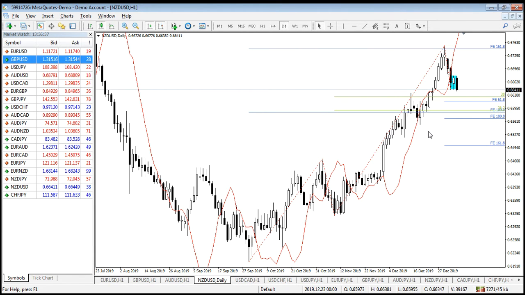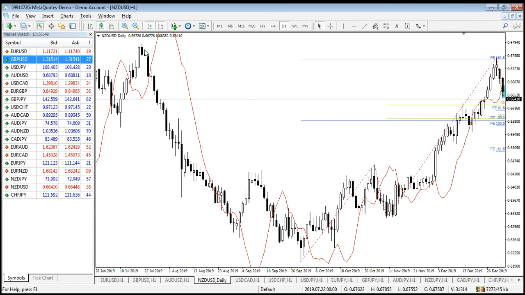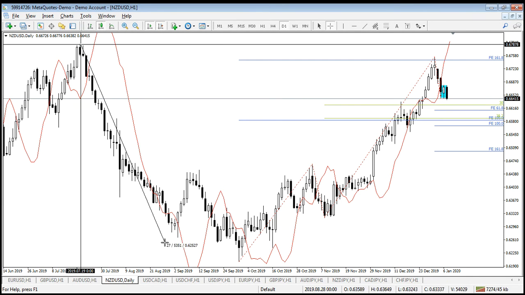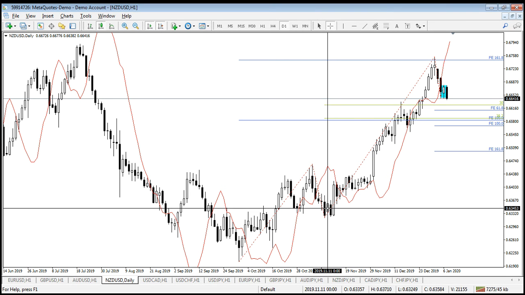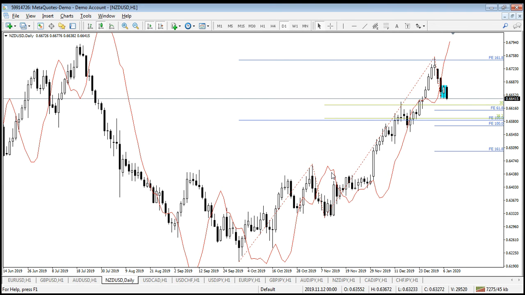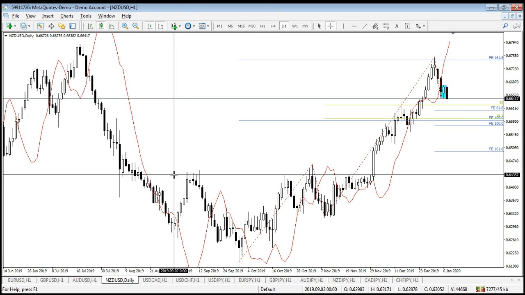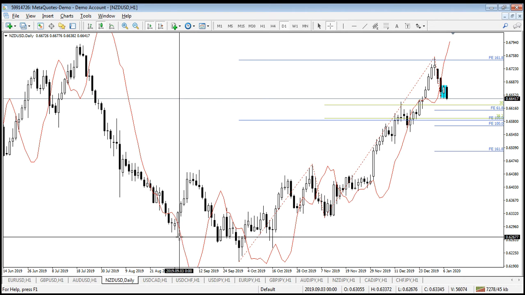Another thing is the nature of New Zealand dollar. New Zealand dollar doesn't retrace much, and it keeps going in one direction for quite a long time. Whether you look at the previous movement to the downside here, this was a very big swing from here to here, and then this also is a very big swing. So a swing of New Zealand dollar is always a big trend, a big movement.